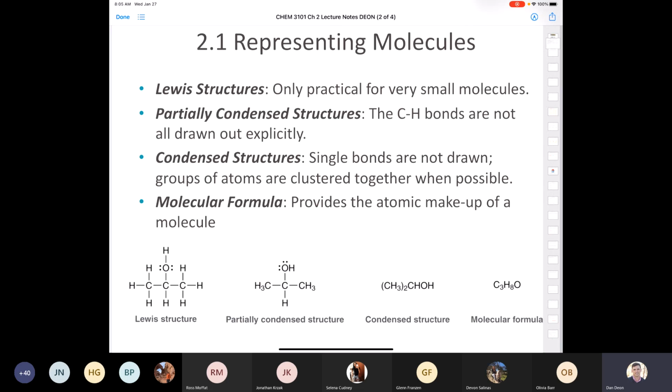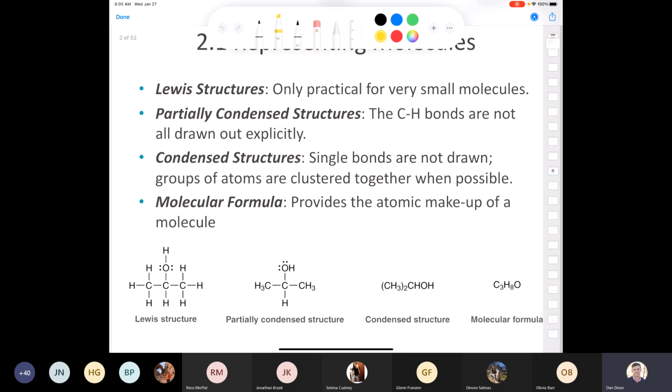So, Lewis structures are great, but they're really only practical for very small molecules. When we're dealing with large molecules, and we will look at many large molecules throughout this semester, you'll find that Lewis structures can be used, but that they're inadequate. The reason is that Lewis structures take a while to draw.